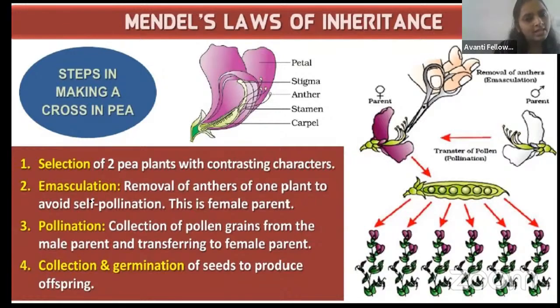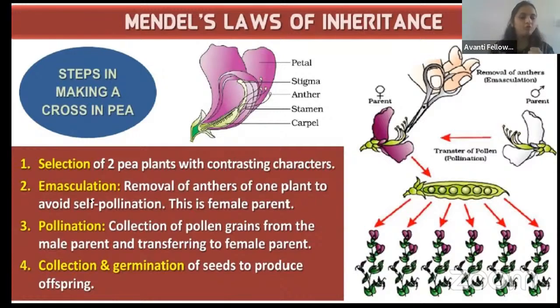So that is only for removing self-pollination. And the second one, we have to do the pollination now. How? Collecting the pollen grain from the white color flower or from the purple color flower and transferring it onto the female parent. So that we will call a dusting of the pollen grain, right?